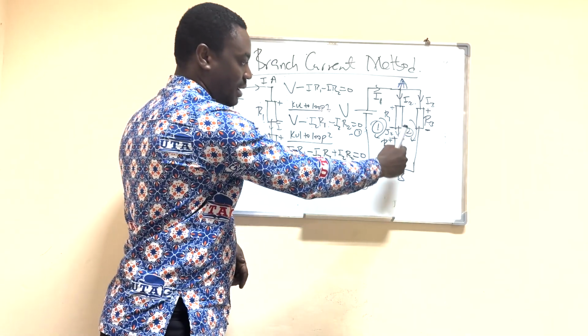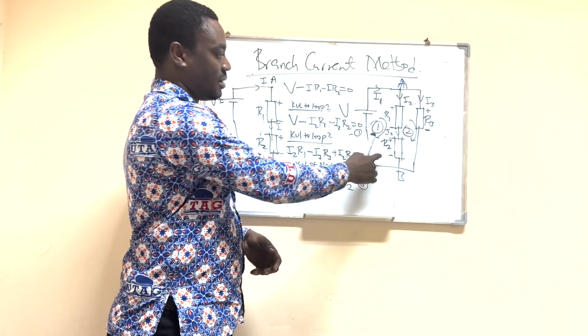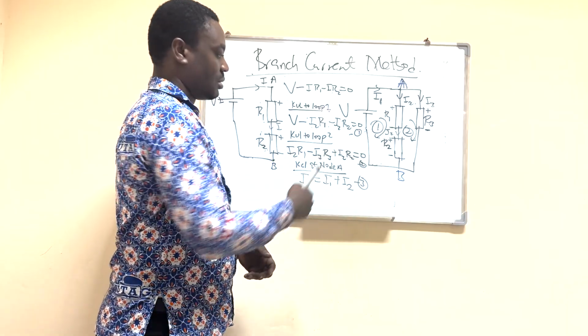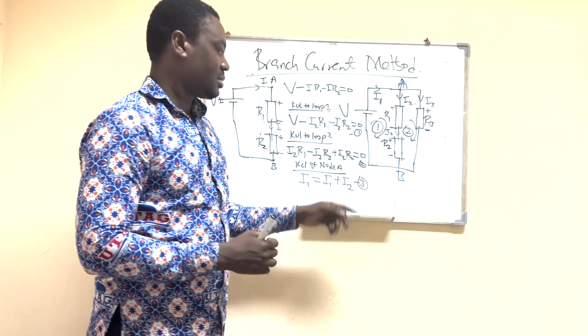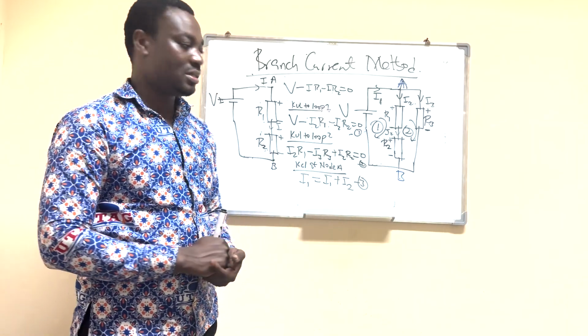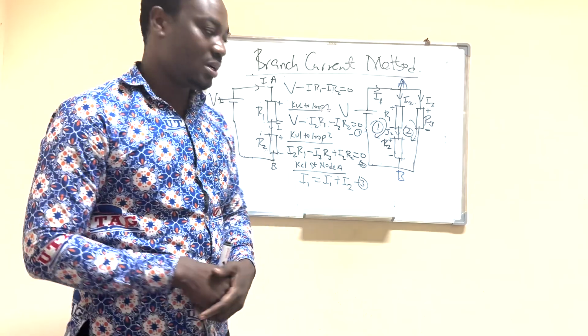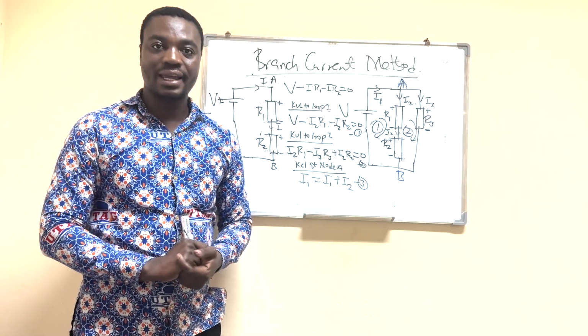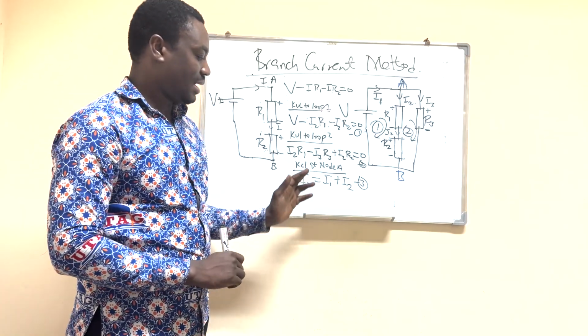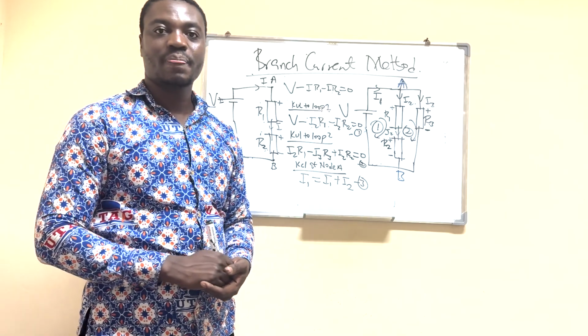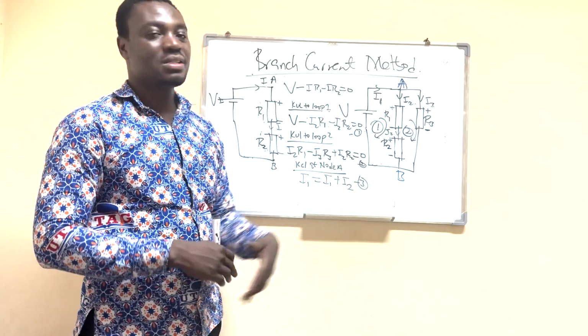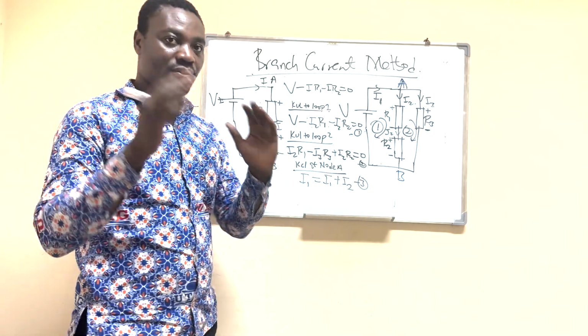Then we come here, minus to plus is drop. So we have I2 times R2 equals 0. That will give us our second equation. Then we can now go ahead by applying Kirchhoff current law to the nodes in the circuit. That is going to be our fourth step.